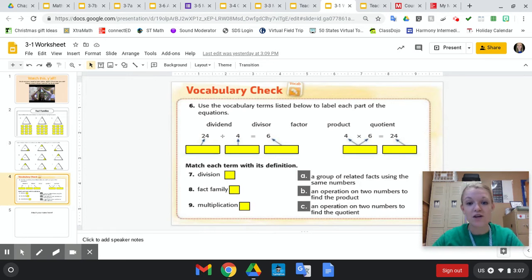We also remembered a factor times a factor equals a product by hopping around like crazy bunnies.